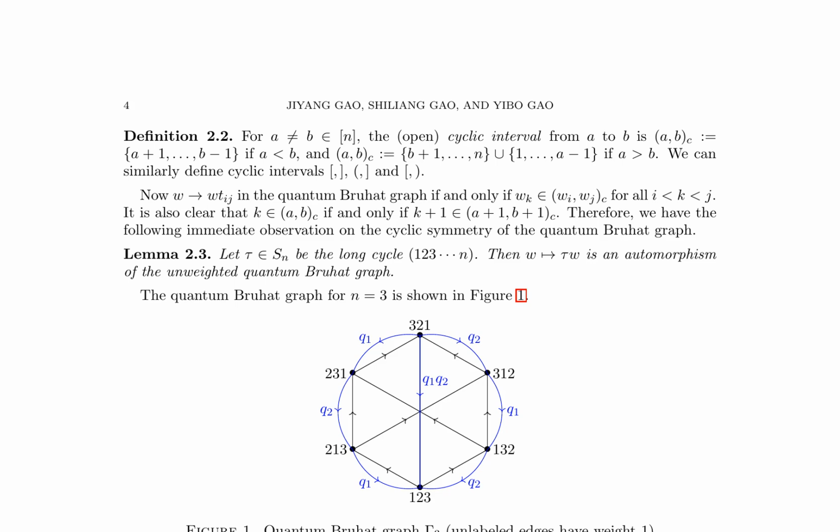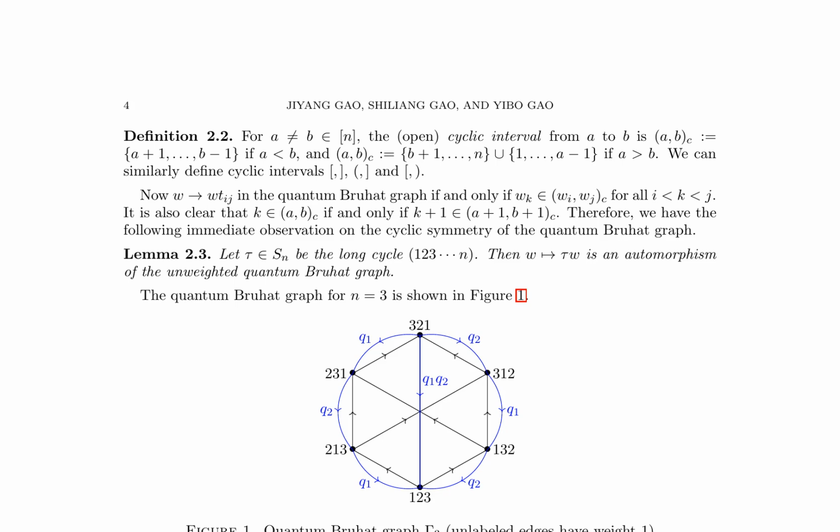In the context of the quantum Bruhat graph, the authors provide an example illustrating the existence of multiple shortest paths with the same weight. This example demonstrates the importance of considering the weight of paths in the quantum Bruhat graph, rather than just their length.